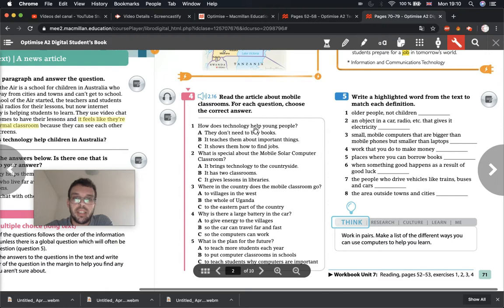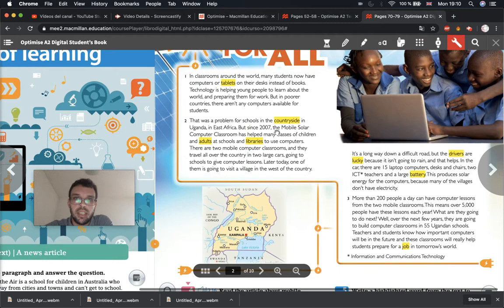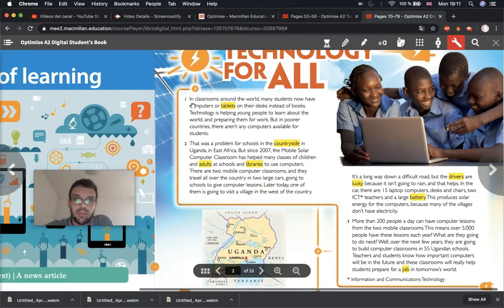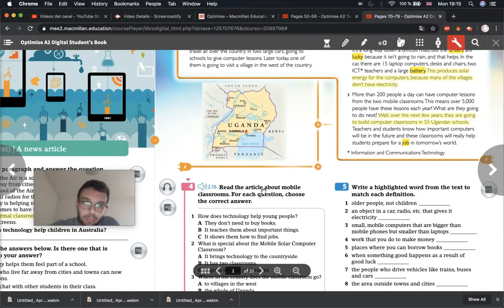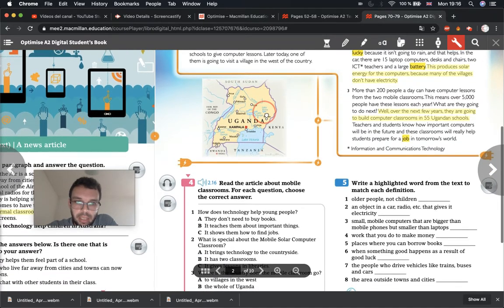It says, how does technology help young people? Let's find in the text how technology helps young people. We can look at our options. They don't need to buy books. It teaches them about important things. It shows them how to find jobs. Let's have a look what it says. Question 1, how does technology help young people? Now, have a look in the text and see if you can find where the answer is.